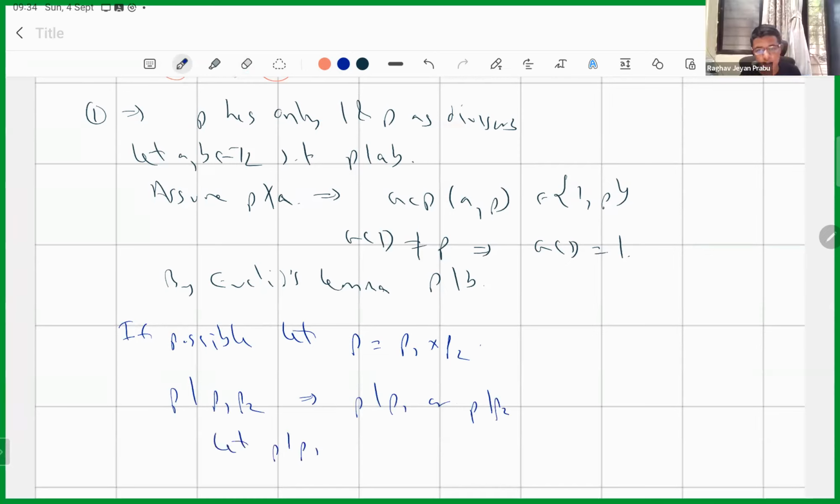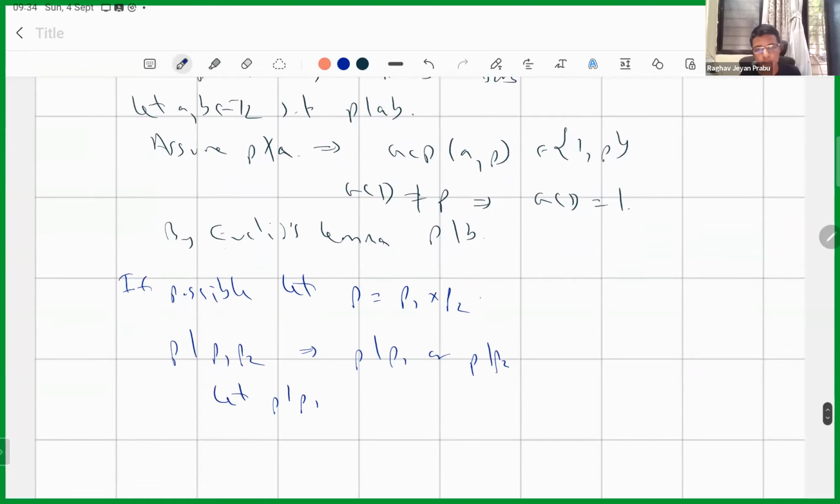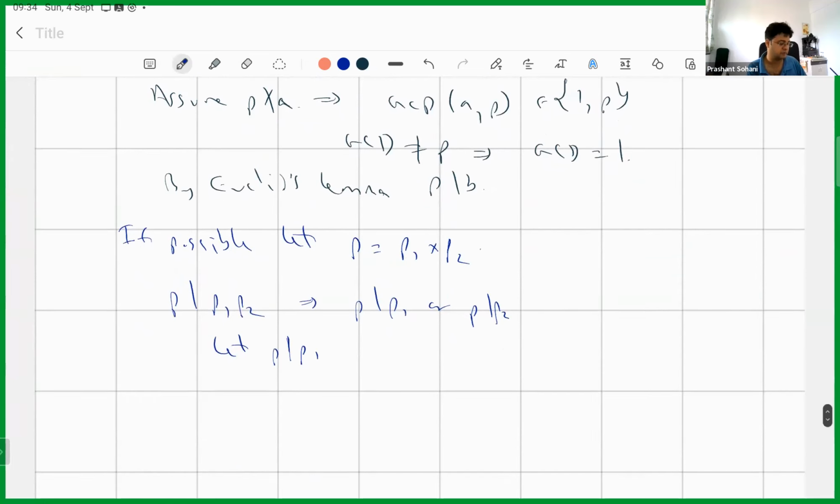Since P1 is smaller than P, and P1 can be either 0 or P. Correct. But it can't be 0 since it's a factor of P. Yeah. So hence it has to be P. And P2 will be 1.